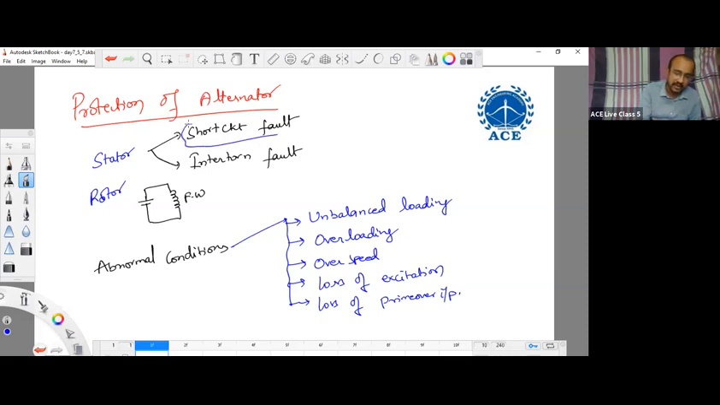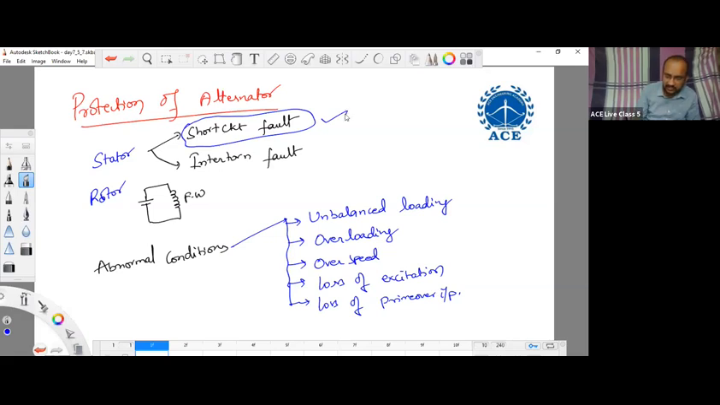The short circuit fault protection we have completed in the last class. How is the stator winding of alternator protected from short circuit faults? Any idea? That is done by a percentage differential relay. We use a percentage differential relay to protect the stator winding of alternator from short circuit faults. And in the last class we also discussed the numericals based on this. Now let us discuss the next topic.